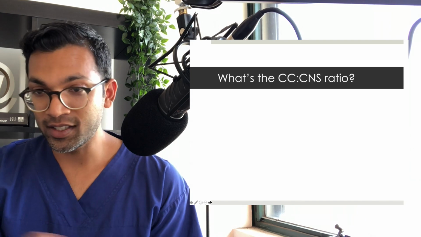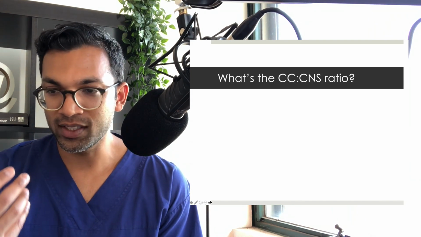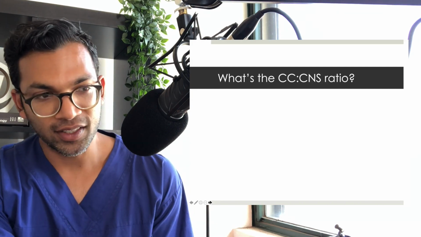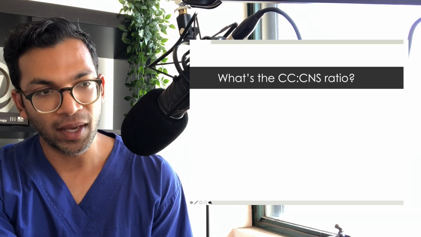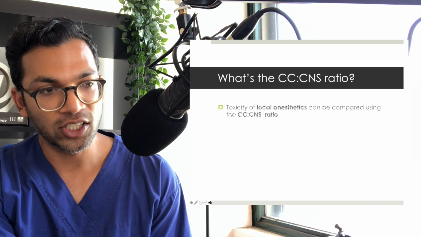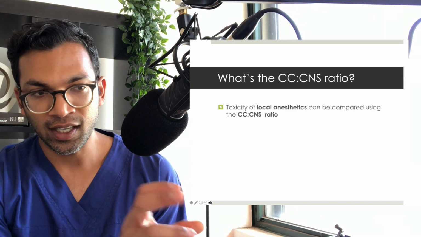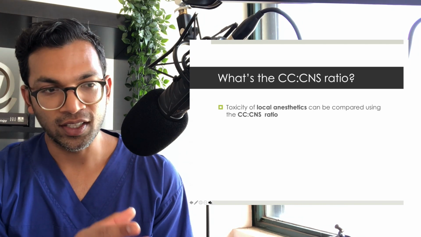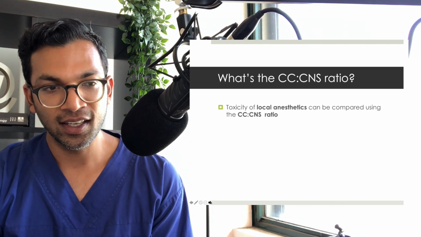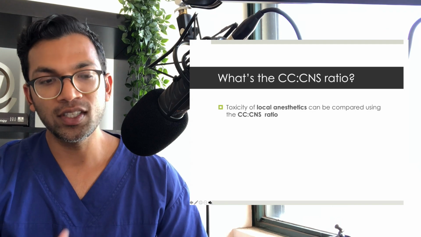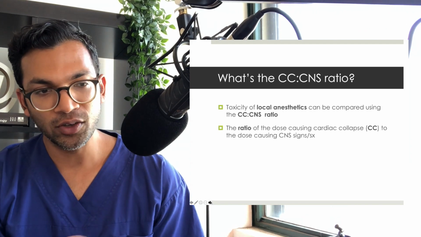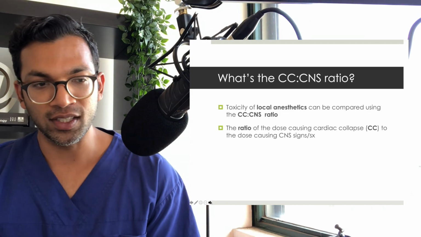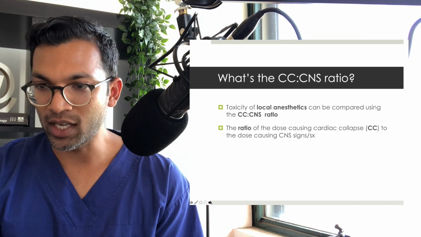That's good. Okay, this is one of those things I love doing. Obviously I've been studying anesthesia for just too long, and I wish I knew this as a medical student and as an intern, because this really matters to me. The CC to CNS ratio is called the cardiovascular collapse to central nervous system effect ratio. It's the toxicity of local anesthetics. They can be compared using this ratio, because the ratio of the dose causing cardiovascular collapse to the dose causing the CNS signs and symptoms gives you a number.